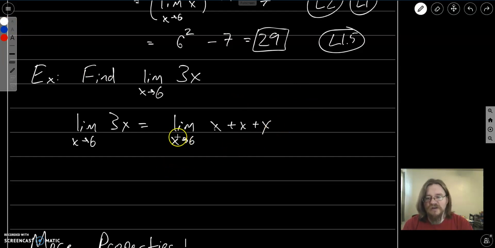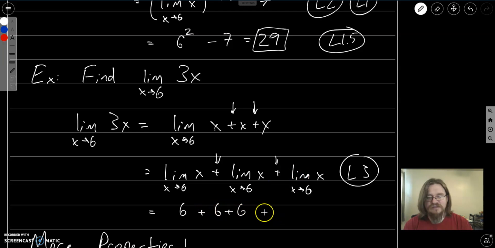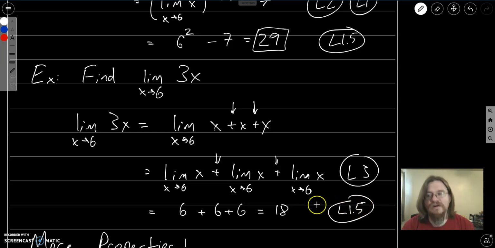Now I'll use some properties of limits. The limit of x plus the limit of x plus the limit of x. So here I've split up my addition that was inside of the limit to addition that's now outside of the limit. So I think that was property 3. And then the limit as x approaches 6 of x, well, that's just 6. This is just 6, and this is just 6. So we do get 18. And then that was the property 1.5 that we saw.